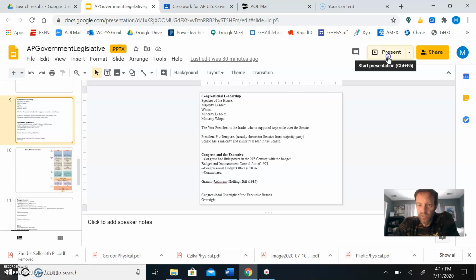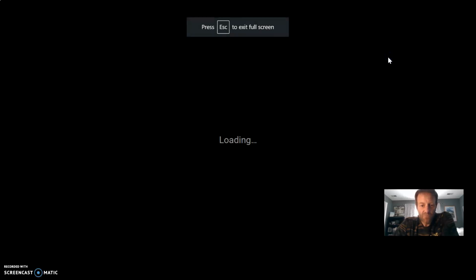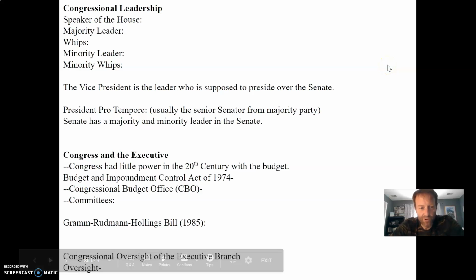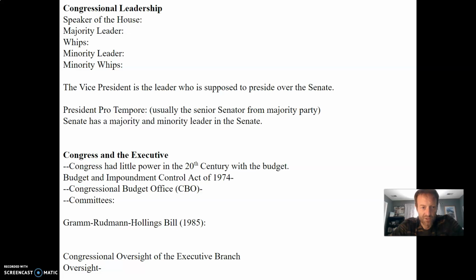Where we start will be congressional leadership. Now, this is the congressional leadership. It's very similar in the House and the Senate. So in the House, and we gotta be careful too when we say Congress. Congress generally means House only, but Congress can also be referring to the legislative branch, so the House and the Senate. So either way is fine.